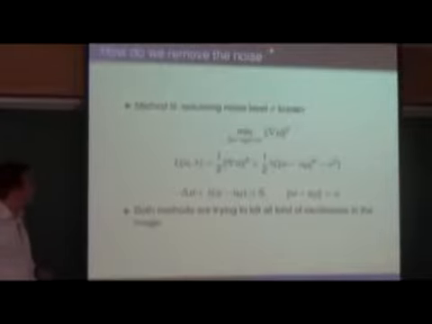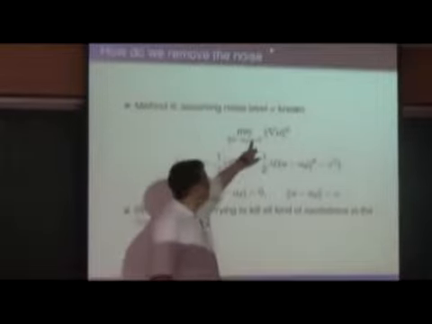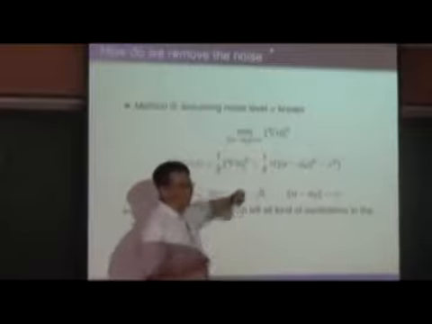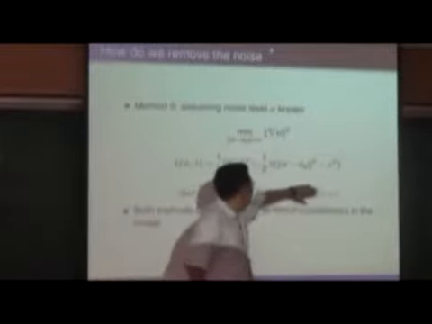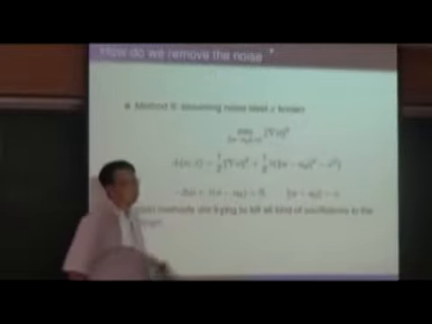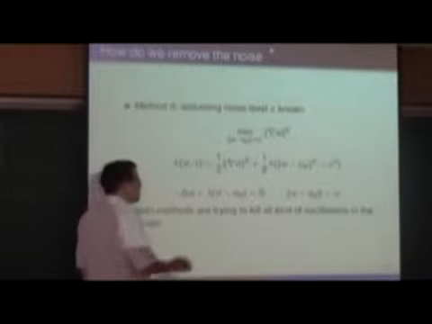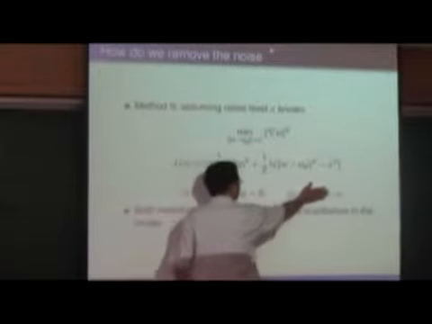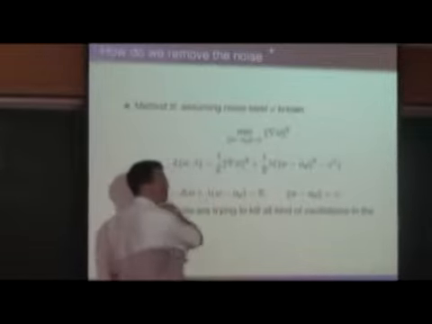There is another thing. Here we assume the noise level is known, but very often you don't know the noise level exactly. So we can simply forget about this constraint. This lambda should be related to the noise level. So assuming we don't know the noise level, just ignore this one and consider this equation with a fixed lambda.